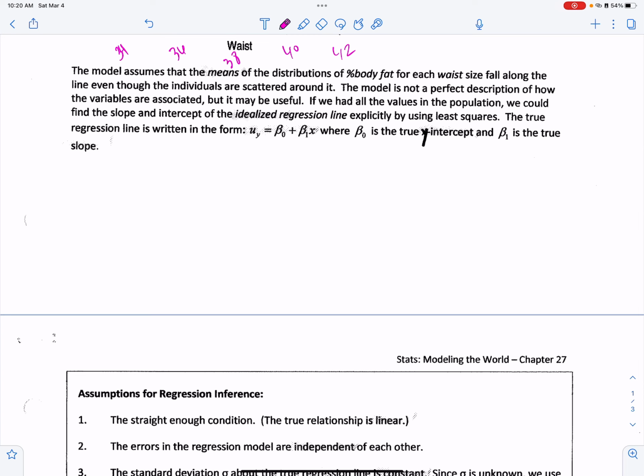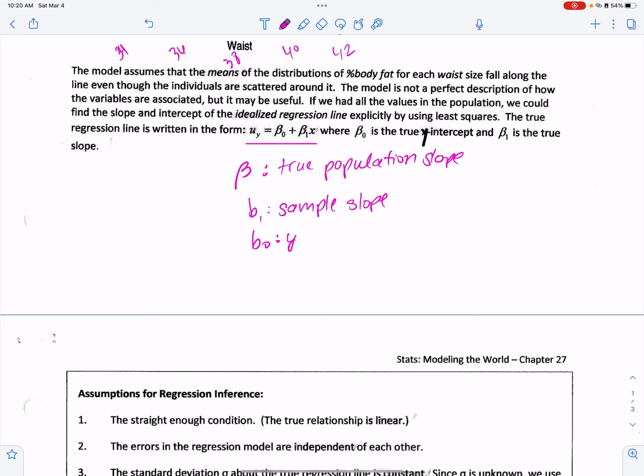And so my prediction line is written where we're using beta as my value of my true population slope. And we're using B1 as my slope for my sample. And then we use B0 as my y-intercept for my sample. And you can see this is mu y, and that would be from the population. And I should have said beta 1 is my true population slope, and beta 0 is the true y-intercept from the population.